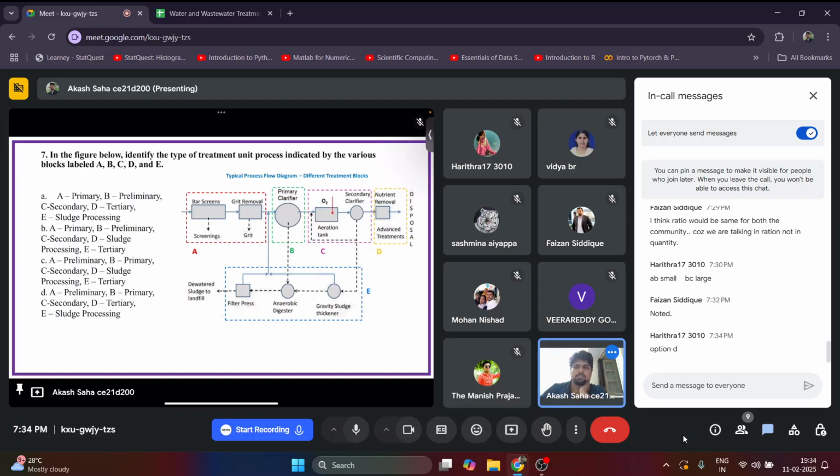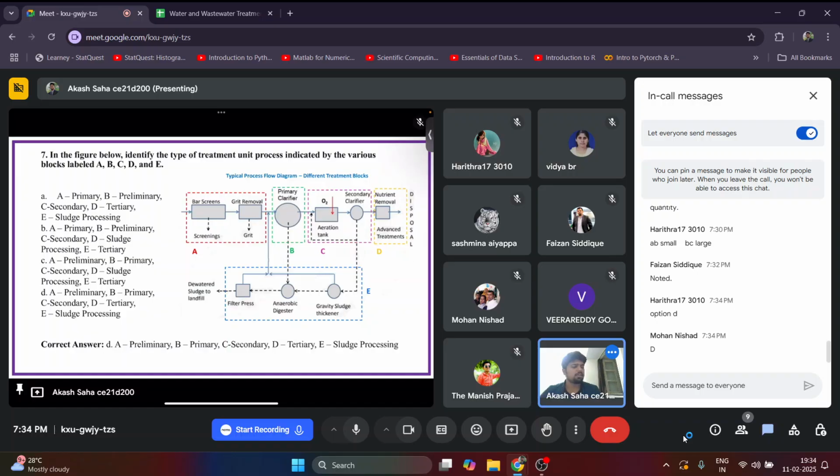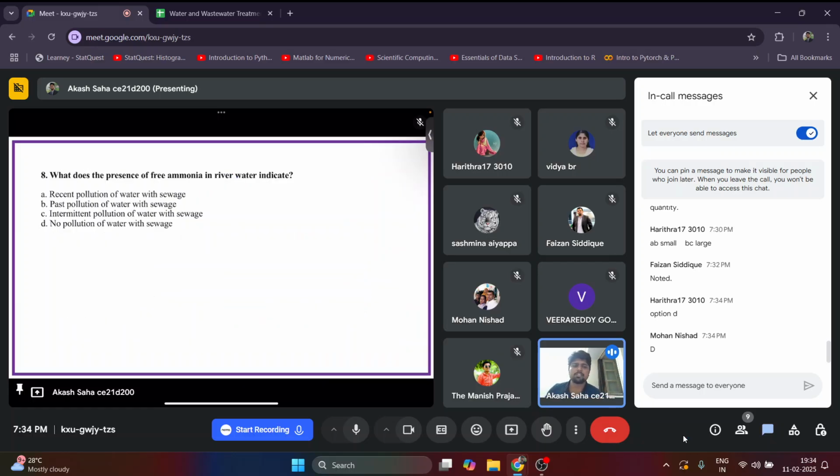Option D. So very direct. In preliminary, we have the screen and the grit chamber. Then primary treatment, we have the primary clarifier. Secondary treatment, we have the aeration tank, which is typically an ASP. Then for tertiary, we have the advanced treatment or nutrient removal, and then the sludge processing. Right. So very direct. Okay, next question.